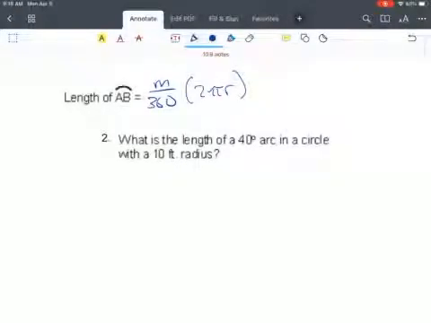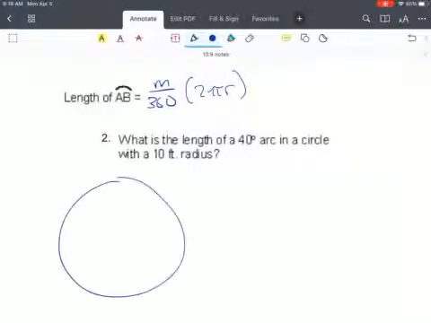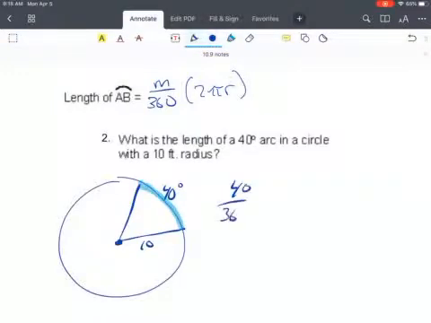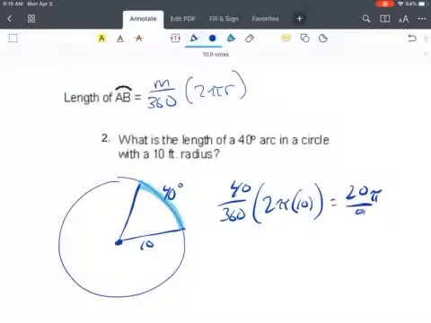So when we think about a circle, and the measure of the arc is 40 degrees with a radius of 10, then how long is it along the circle? It is 40 out of the possible 360 degrees around the circle. And then multiply that by our 2 pi 10. And when we simplify that, we're going to get to 20 pi over 9 feet.